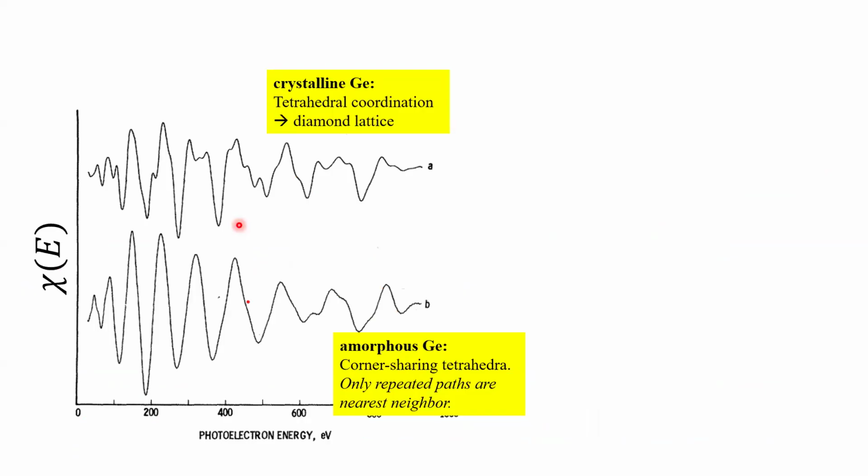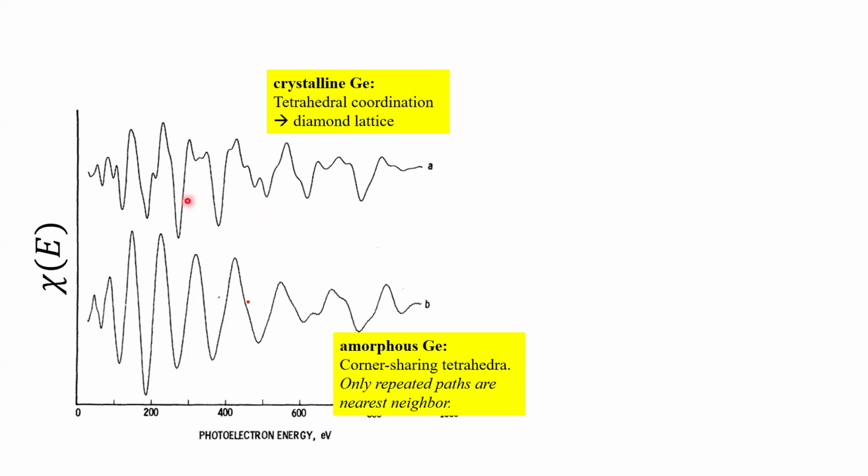Up top is the Kaya V, again, the interference piece, the wiggles for crystalline germanium. And down at the bottom is for amorphous germanium. I'll remind you that germanium is tetrahedrally coordinated, it's diamond structure. And if it's amorphous, then it's corner-sharing tetrahedra with relatively random rotations between the corner-sharing tetrahedra. So there's only one characteristic length in the system, and that's from the center of the tetrahedra to a corner. And if you look at the data on the bottom, it looks like there's one characteristic something about the oscillations.